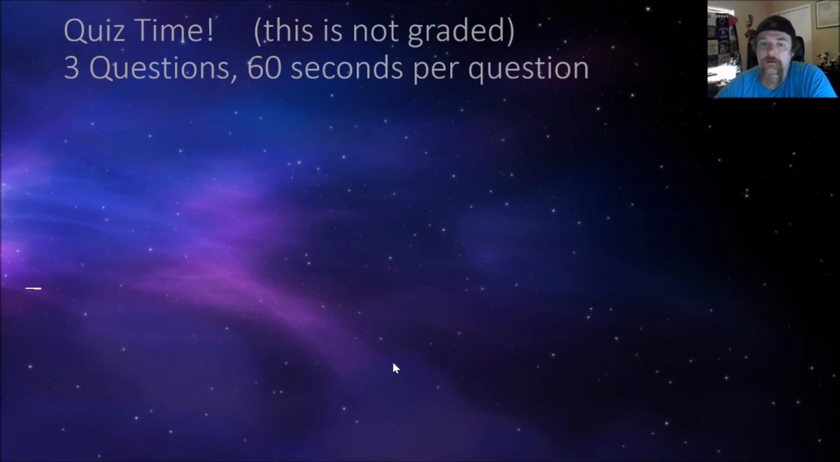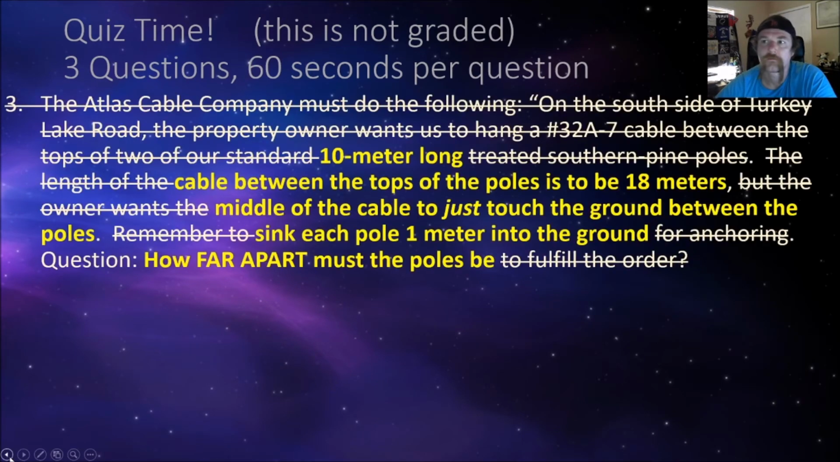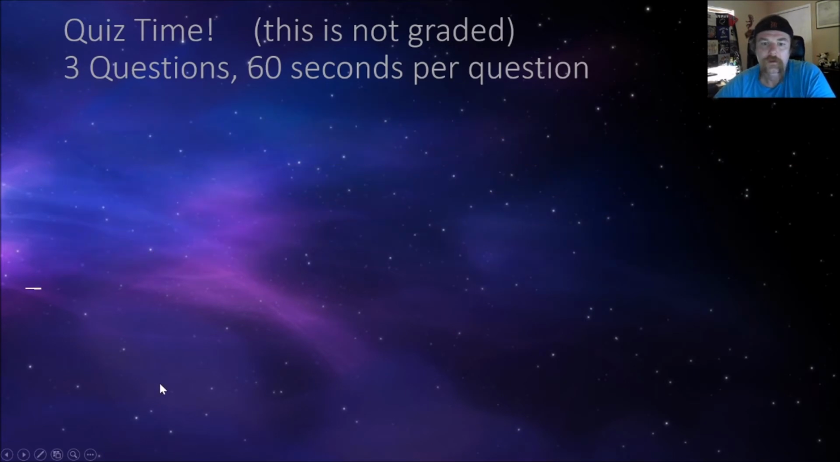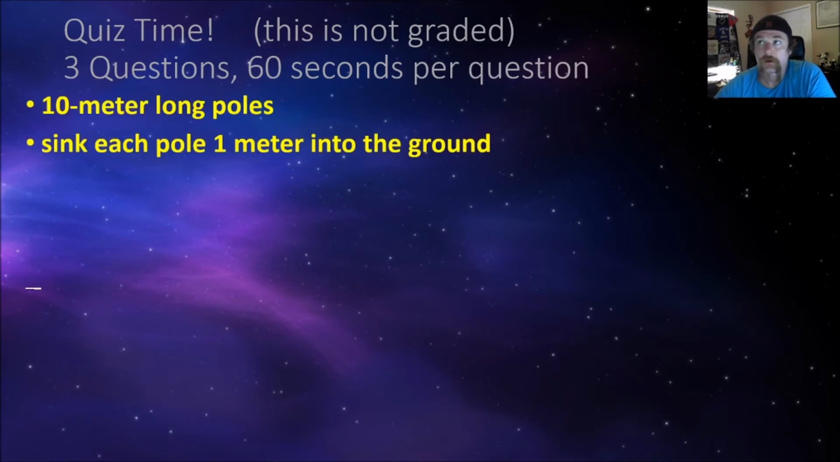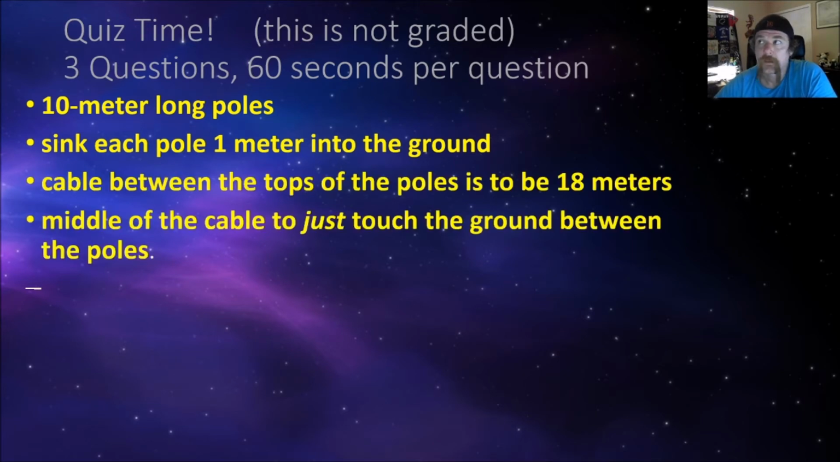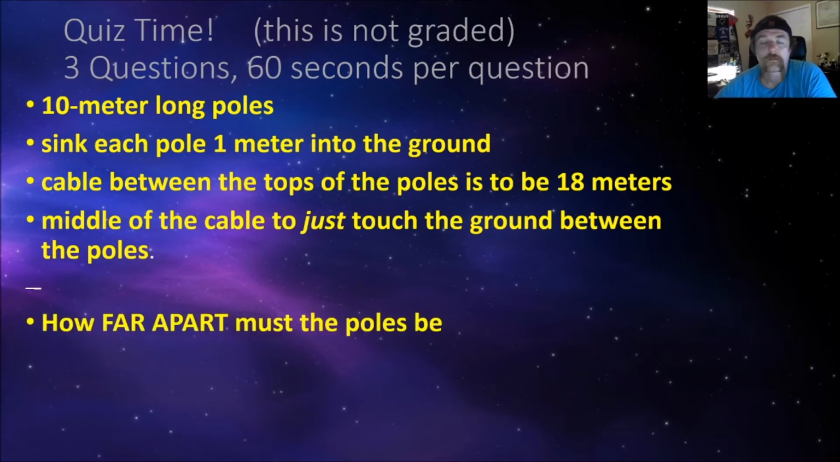You need, well, let's first find out with the question. How far apart do these poles need to be? All right, so the poles are 10 meters long. You have to sink each one down a meter into the ground, which means they are going to be standing 9 meters off the ground. The cable is 18 meters, and it has to touch the ground. How far apart do they need to be? That's all of the information that you need.